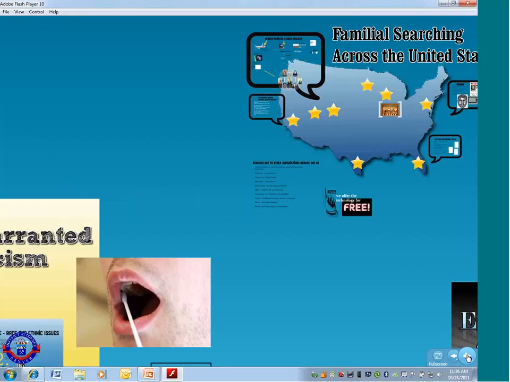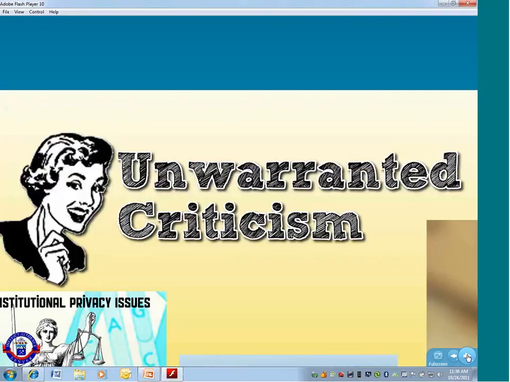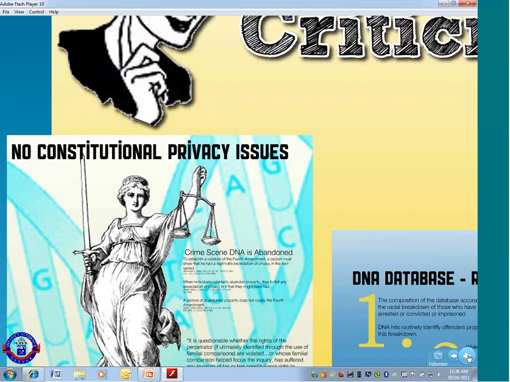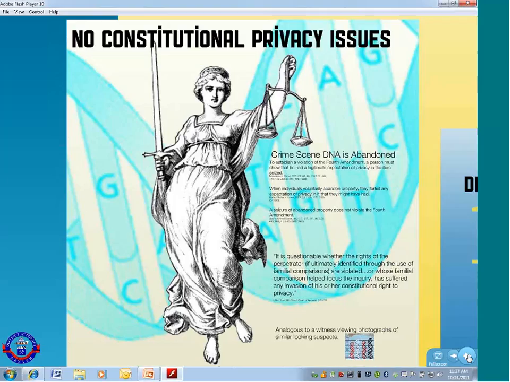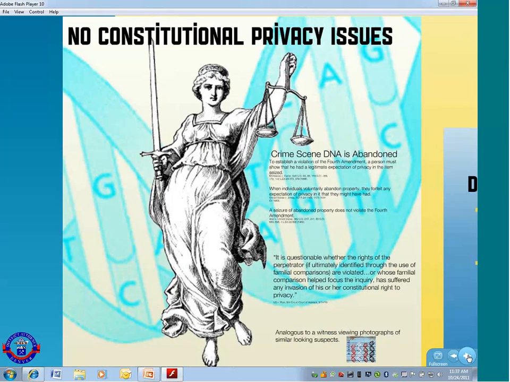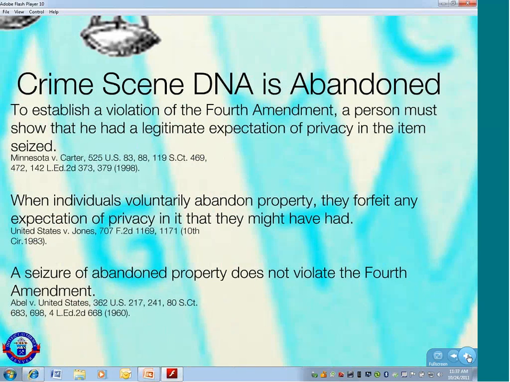So there is some criticism of familial searching, obviously around issues of privacy. We call it unwarranted criticism. And when you really look at the information about how this works, you'll find that there is no constitutional privacy issue here. Our Fourth Amendment rights are our privacy rights in the criminal setting. And remember that we are taking DNA from a crime scene which has been abandoned by the individual that committed the crime. That abandoned DNA, the person has no reasonable expectation of privacy in that DNA.